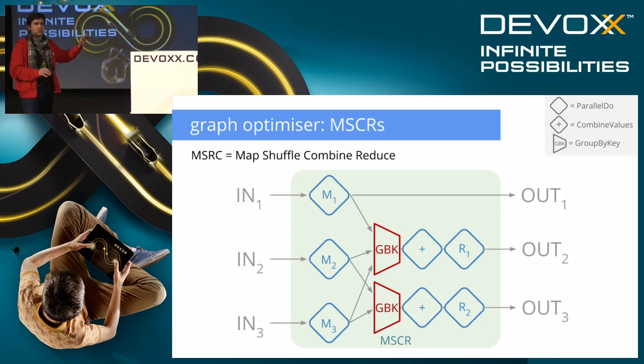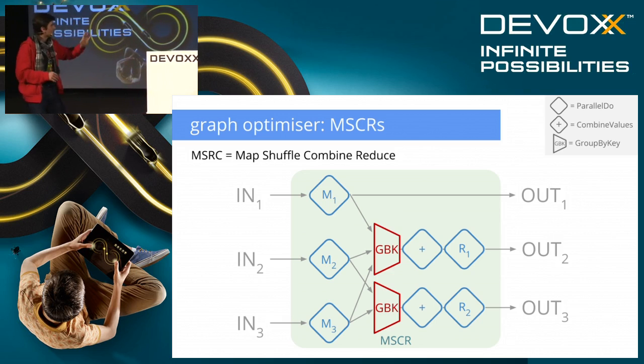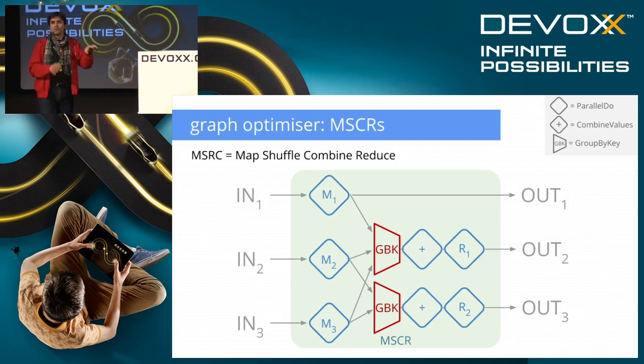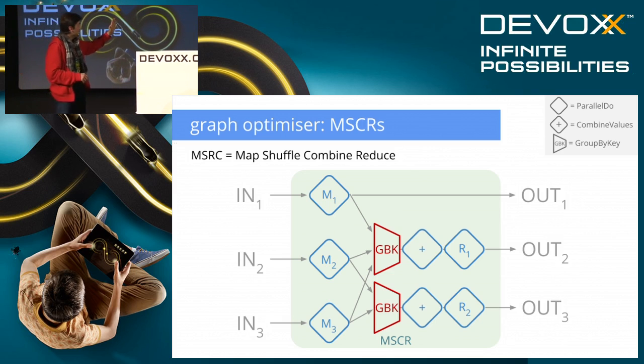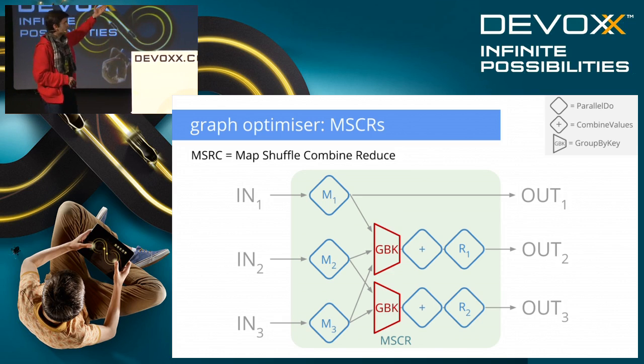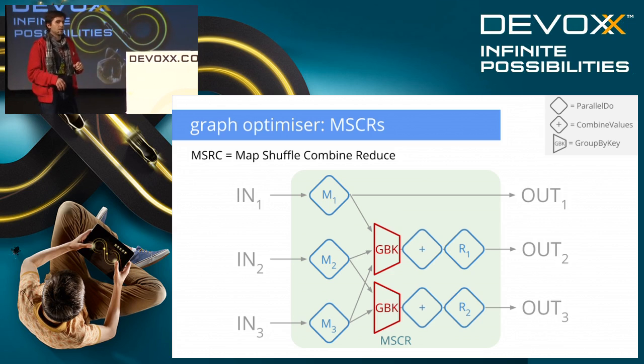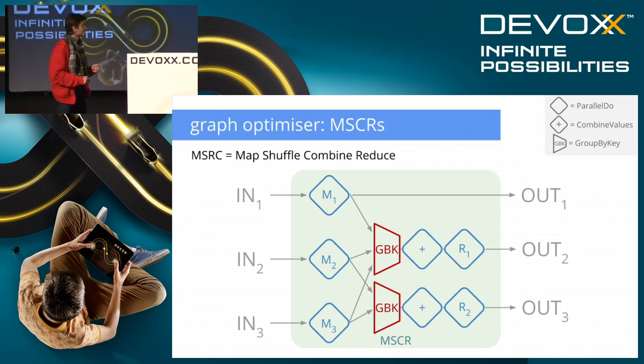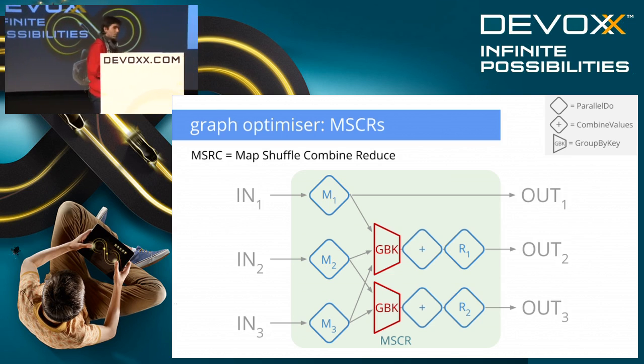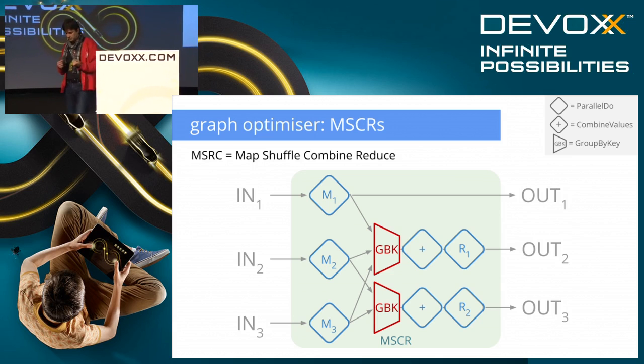One column of parallel do's, as many inputs as I want. One column of group by keys, related. And on the output channels, either a straight output or group by key, combined values, and parallel do on the output channel. Now, why do I want to do that?